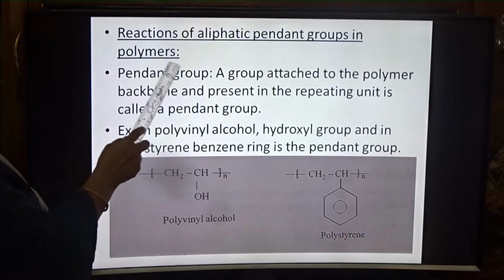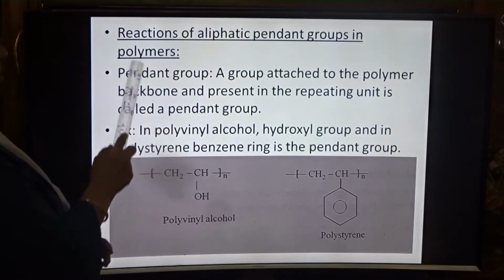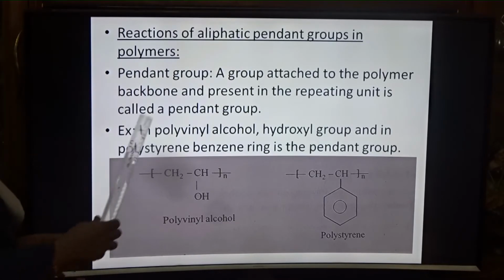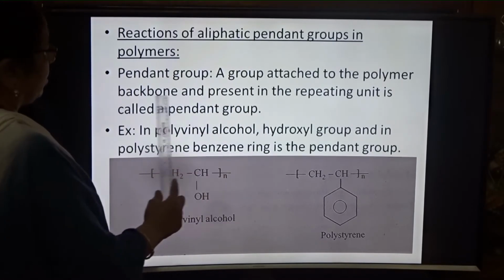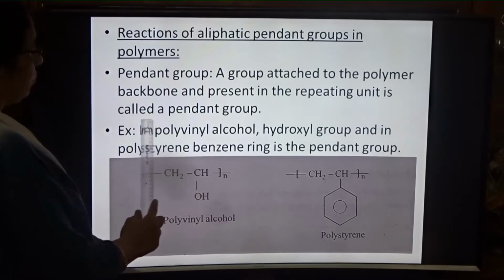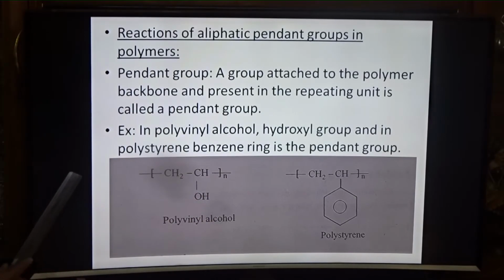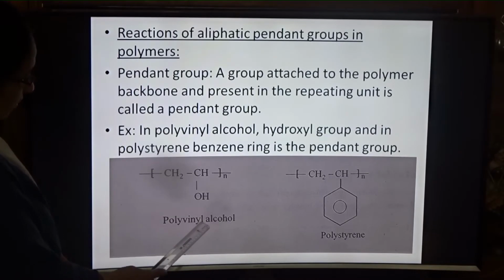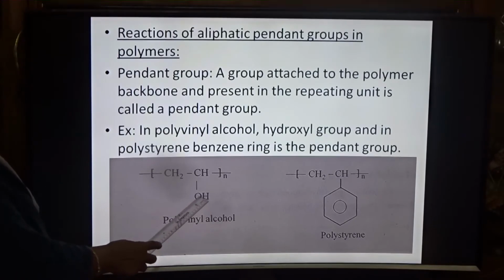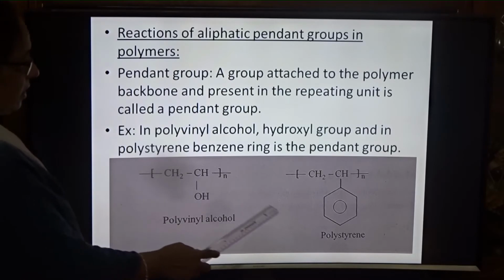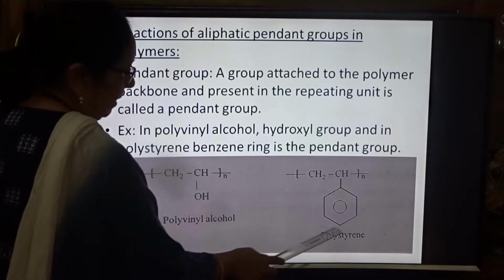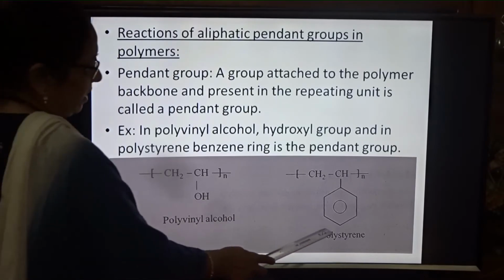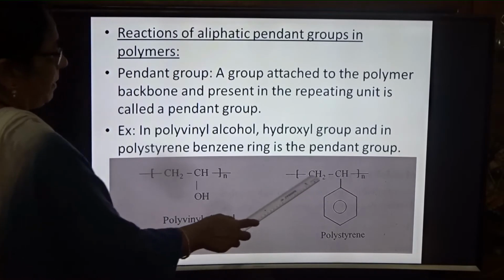Next, reactions of aliphatic pendant groups in polymers. First of all, we will see what a pendant group is. A group attached to the polymer backbone and present in the repeating unit is called a pendant group. Example, in polyvinyl alcohol, the hydroxyl group is the pendant group, and in polystyrene, the benzene ring is the pendant group.